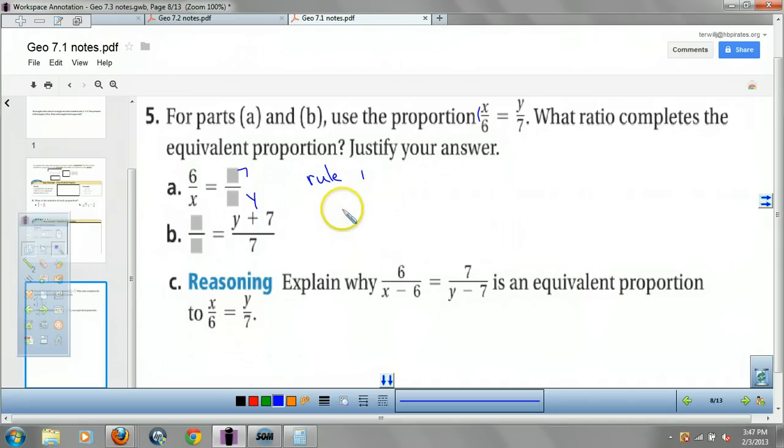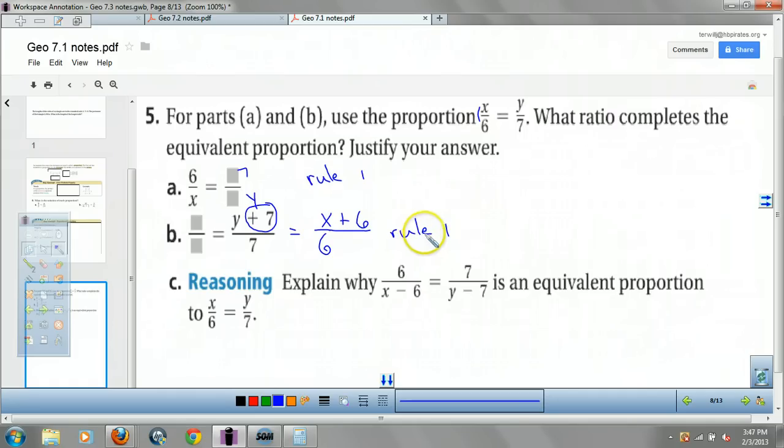Okay. Next one. They took our y over 7 and they added 7 to it. So that means we're going to take our x over 6 and we're going to add whatever the denominator is. Okay, and that was rule 1.